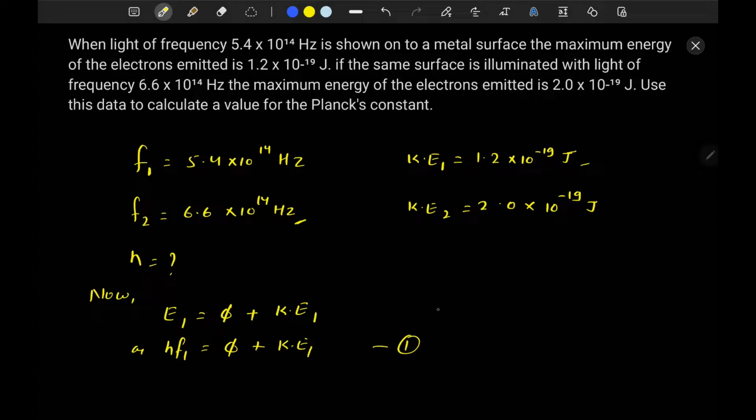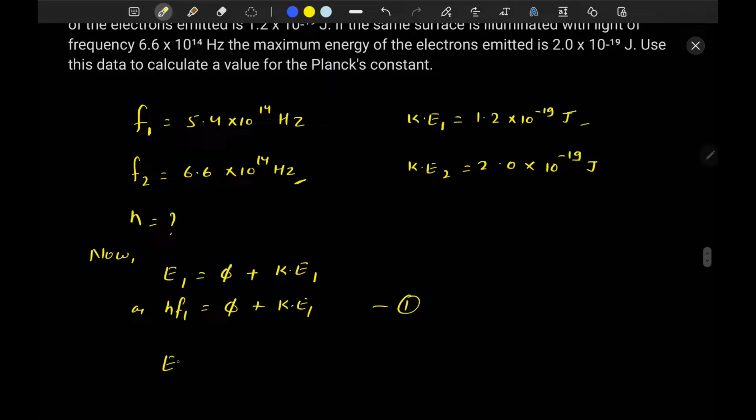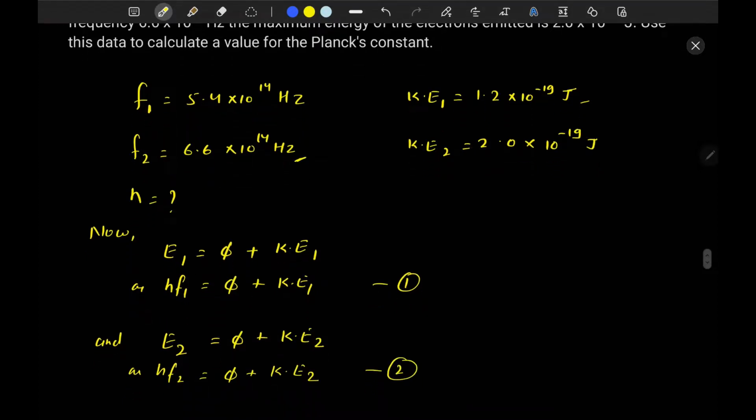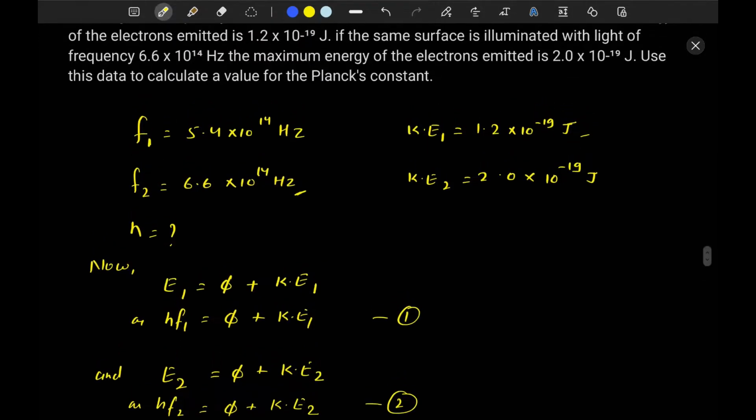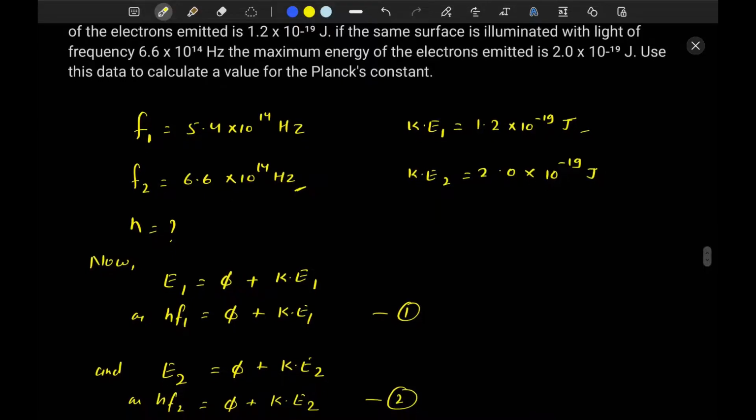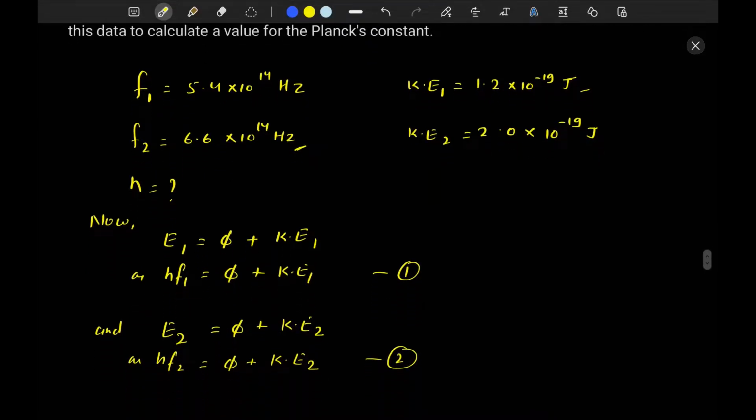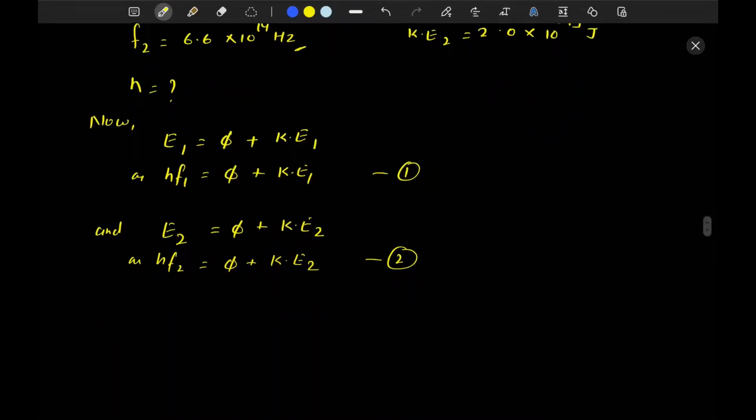And similarly for the second condition, the equation can be written as E2 = phi + kinetic energy 2, or hf2 = phi + kinetic energy 2. In both the equations phi is common because the illuminating surface, the metal surface, is the same in both the conditions. Now we will solve these two equations.